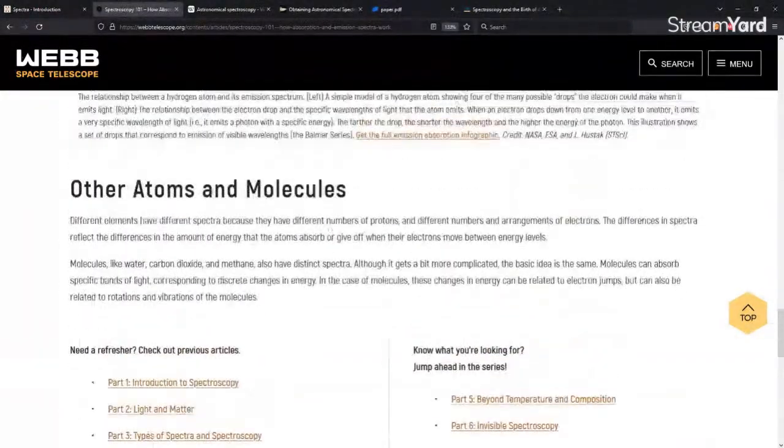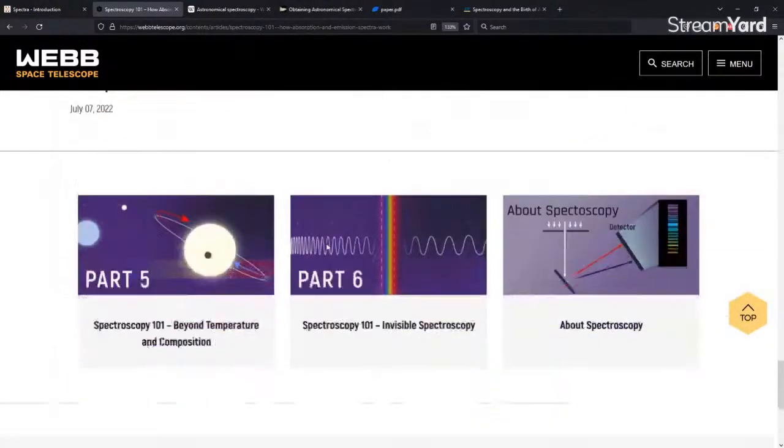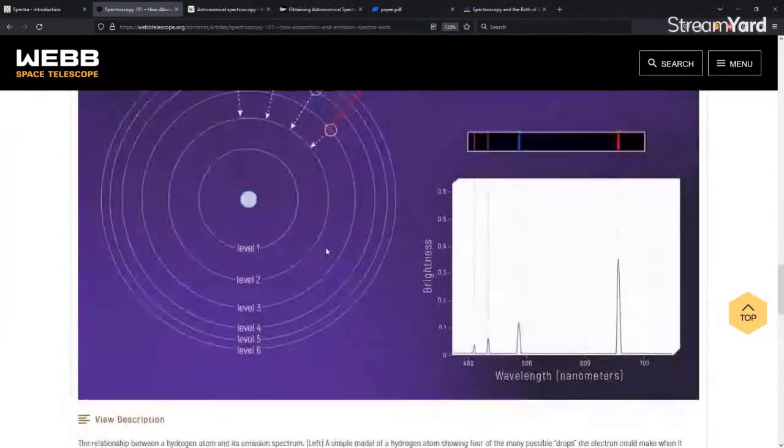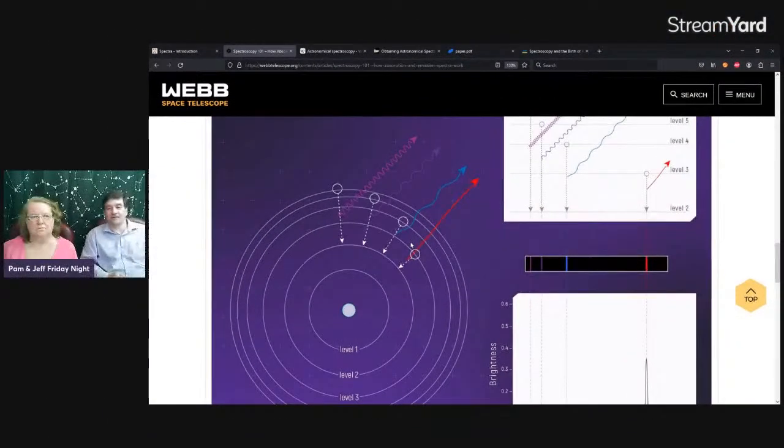I showed you before that different atoms and molecules have their own absorption lines. One of the neat things is that helium was actually discovered by looking at the sun. They found absorption lines that didn't match anything else that we knew, and so this must be a new element. So they called it helium, from the Greek for the sun, helios. It wasn't until about a decade later that they actually found helium on Earth.